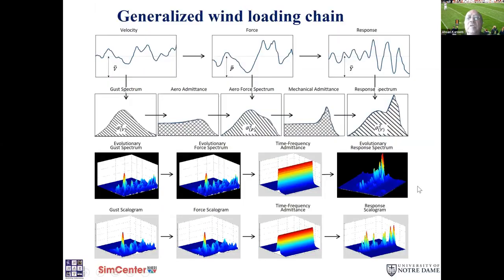Coming back to researchers who are more excited to do new things, the one on the top was 1963. Professor Alan Davenport set up the framework for what we call the wind loading chain, but this is only good for stationary winds and linear forces and everything. We have extended that in the bottom, which I call a generalized wind loading chain, which represents time-frequency rather than just the frequency. So it's a time-frequency, an evolutionary gust spectrum. It tells you with time how the energy in the wind changes.